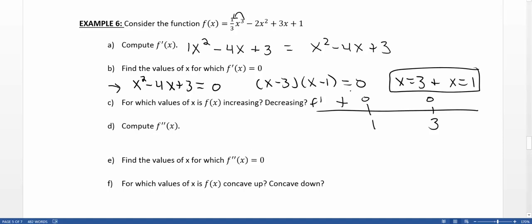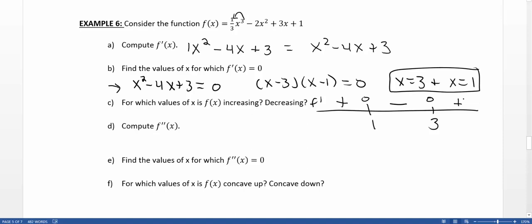If we pick a number between 1 and 3, say 2, and we plug it into the first derivative, 2 squared is 4, minus 4 times 2. 4 times 2 is 8, so 4 minus 8 is negative 4, plus 3 is going to give me negative 1. So between 1 and 3, my first derivative is negative. And then finally, something bigger than 3, so we can pick something like 4. So 4 squared is 16, minus 4 times 4, another 16 gives me 0, plus 3 is something positive.